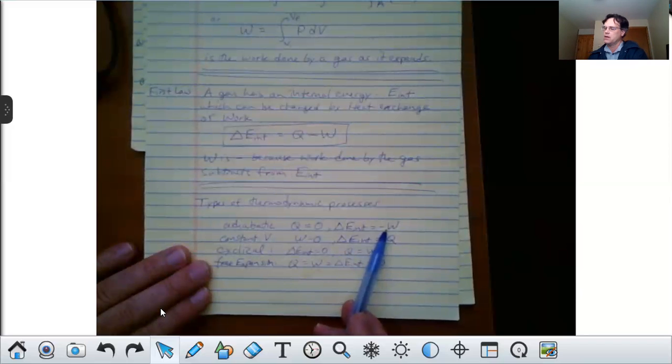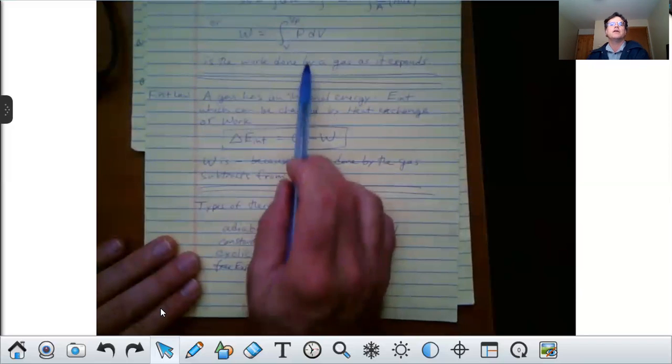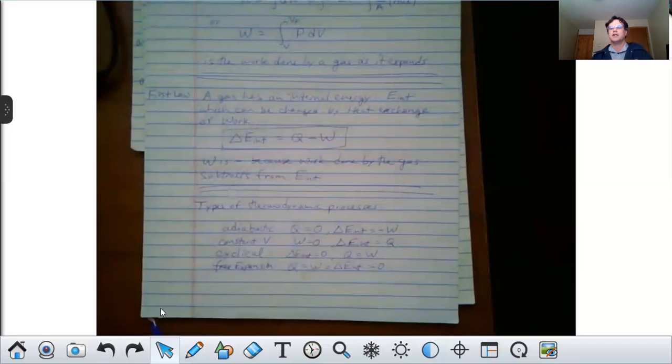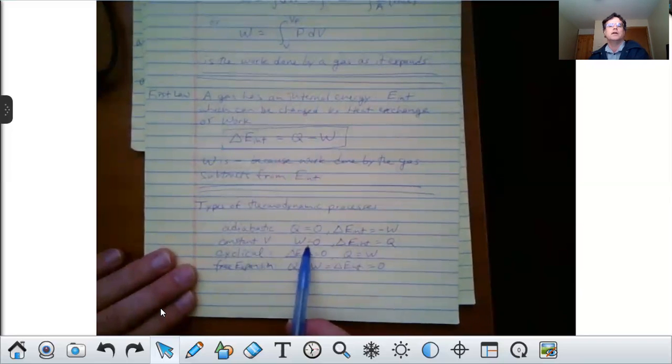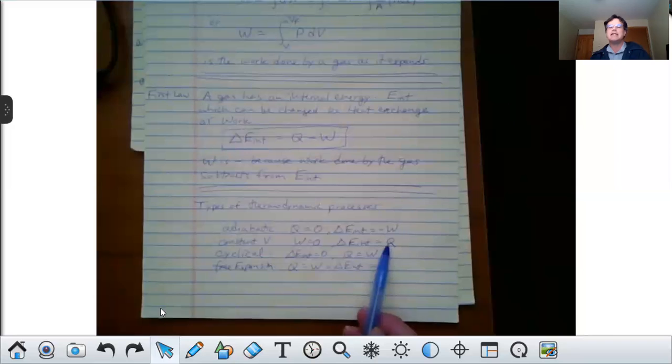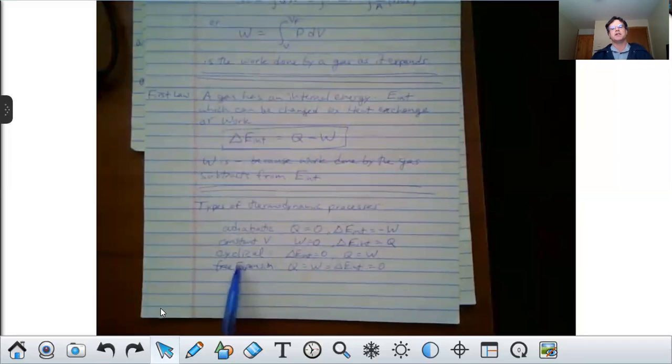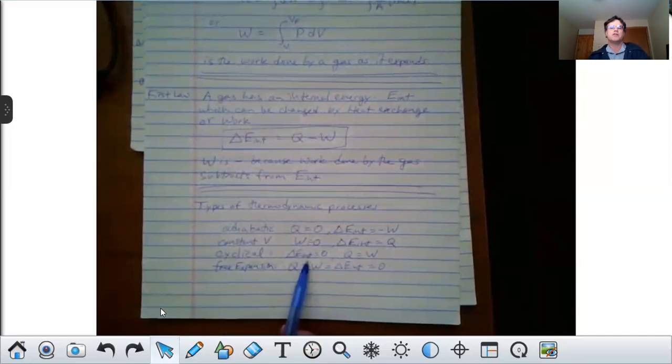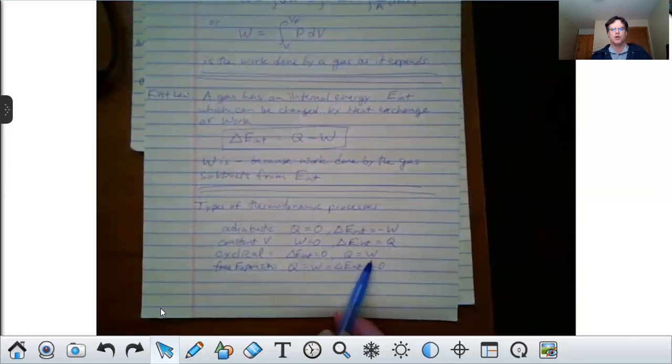If you have a constant volume, your integral up here is 0. Your volume does not change, so there's no work done by the gas. In that case, all of the internal energy change must come from the heat. It's either added or subtracted from the gas. In a cyclical process, if you go all the way back to where you started, meaning that you change the gas and then it comes back to its original pressure, volume, and temperature, the internal energy change must be 0. You start with the same amount of energy in the gas that you end with. So the heat must equal the work.